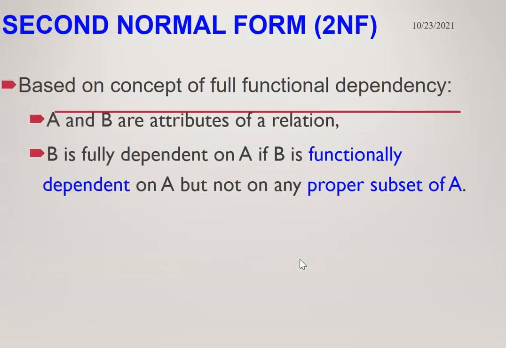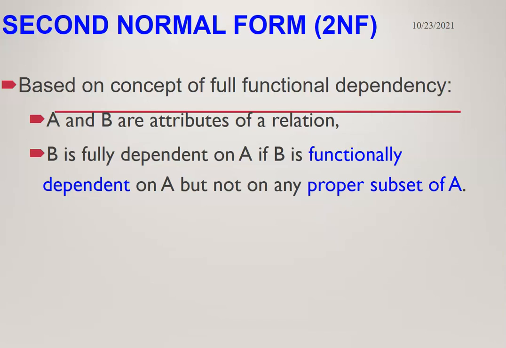Then we go to the second normal form. The second normal form is based on the concept of full functional dependency. So A and B are attributes of the same relation. For example, the student registration number and the student name are attributes of student. So we can say that B is fully functionally dependent on A. In other words, we can say that the name of the student is fully functionally dependent on the student registration number if B is functionally dependent on A, but not on only a subset. So this is what you need to know.